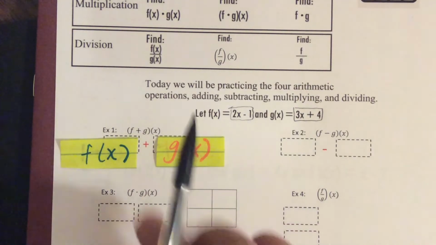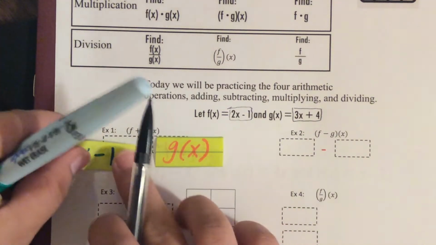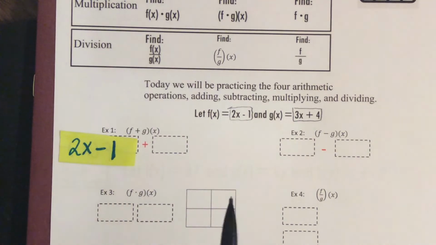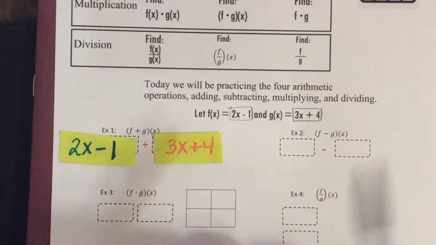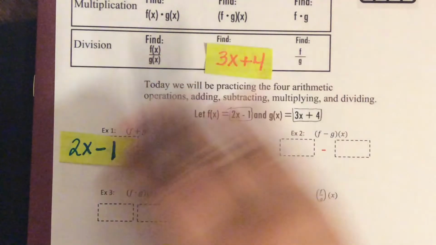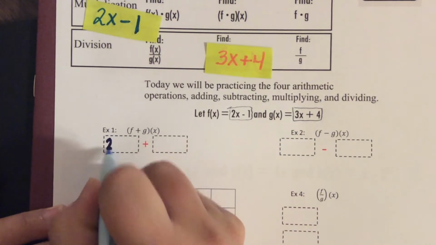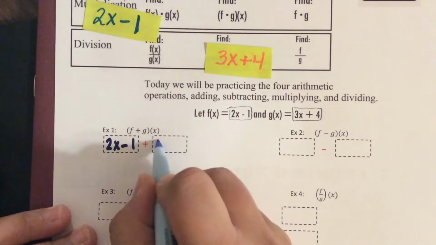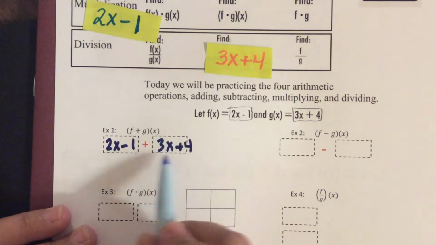And so what is f of x? Well, if I turn this little piece of paper around, you're going to see that it's 2x minus 1. If I turn g of x around, you're going to see that it's 3x plus 4. We're going to add these by combining like terms. So I'm going to put 2x minus 1 in here, sorry, and then this is 3x plus 4, and we're going to combine like terms.